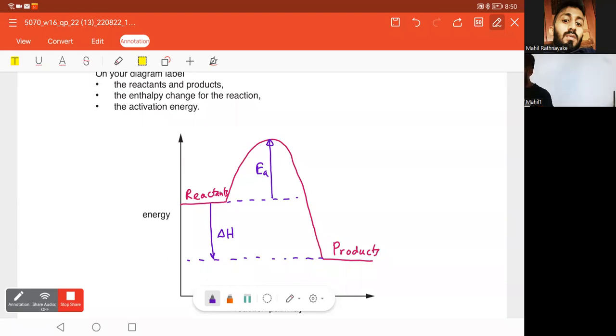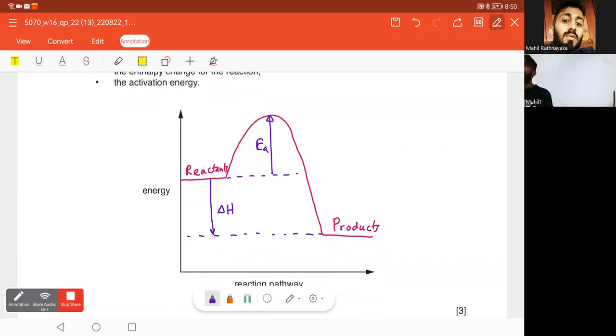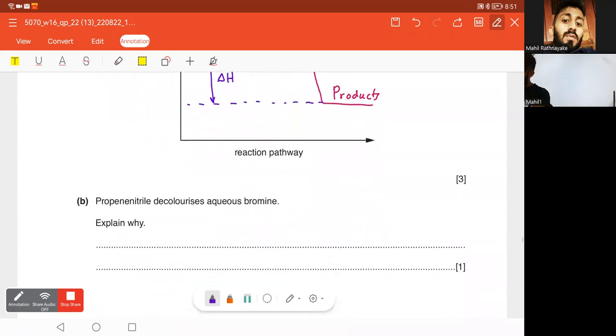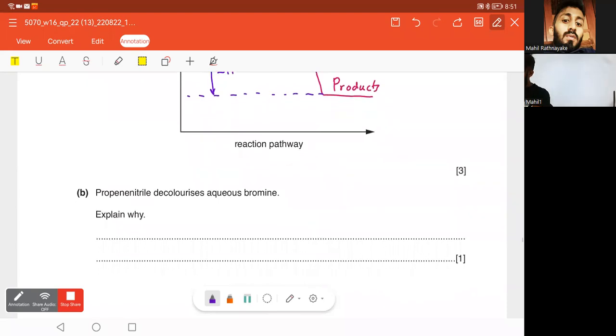Next one. 3 marks to write the correct reactant and product, and labeling activation energy 1 mark, labeling delta H 1 mark. So this is the product from there. Product should be up if it is endothermic. Okay? Don't talk. Listen. Okay. B you can't do.